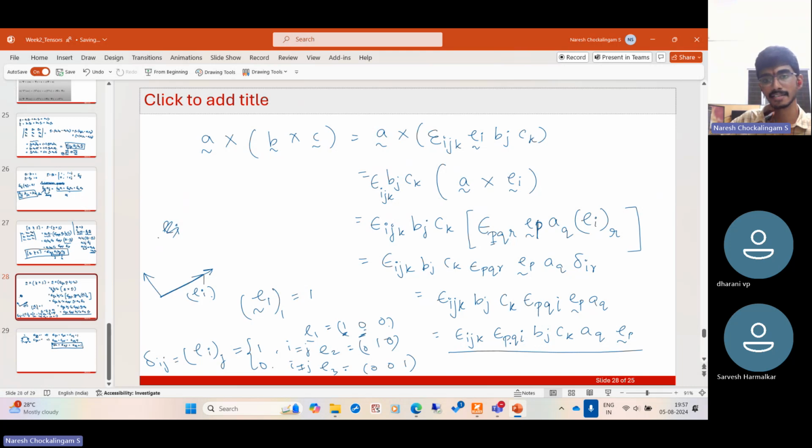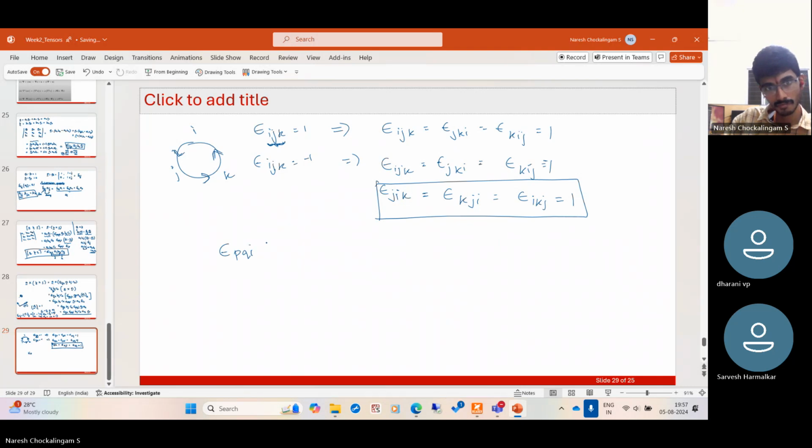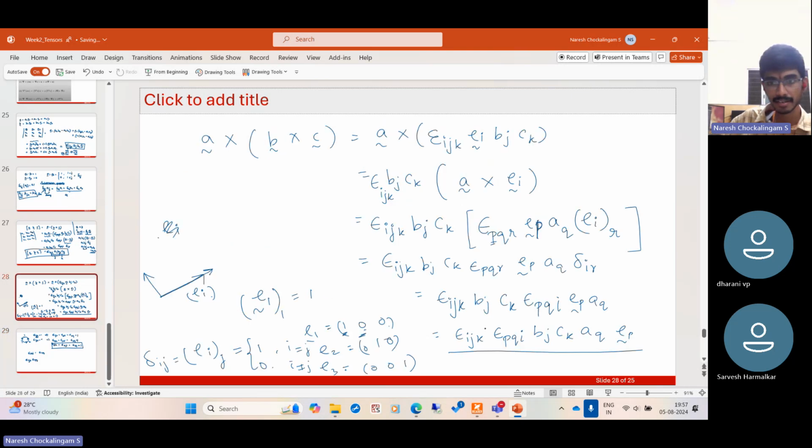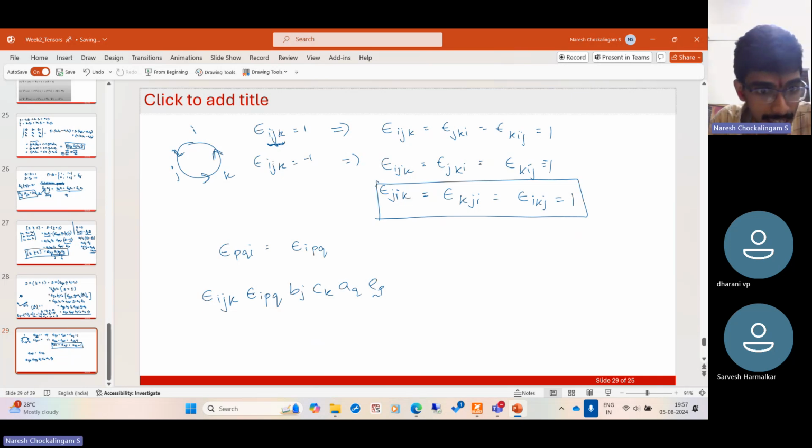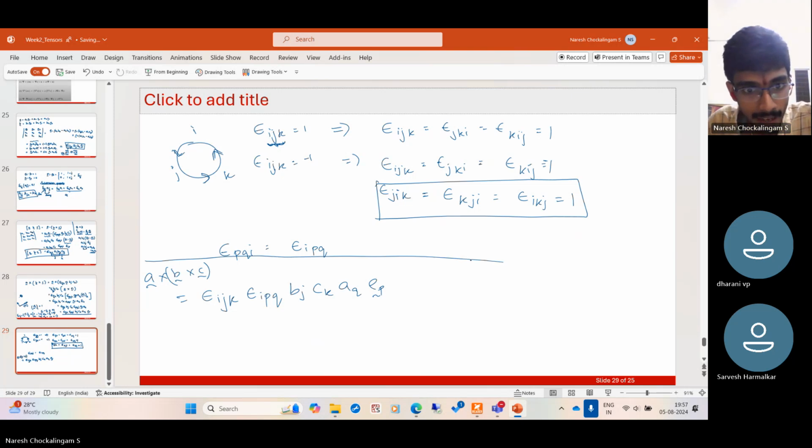So let me cycle the indices, and I can write epsilon_pqi as nothing but epsilon_ipq. Therefore, I can write this expression as epsilon_ijk, epsilon_ipq. What is left? b_j, c_k, a_q, e_p. Now note that everything is a dummy index. j is repeated, k is repeated, p is repeated, q is repeated. What is this? This is the expression for a cross b cross c. Let us simplify it further.